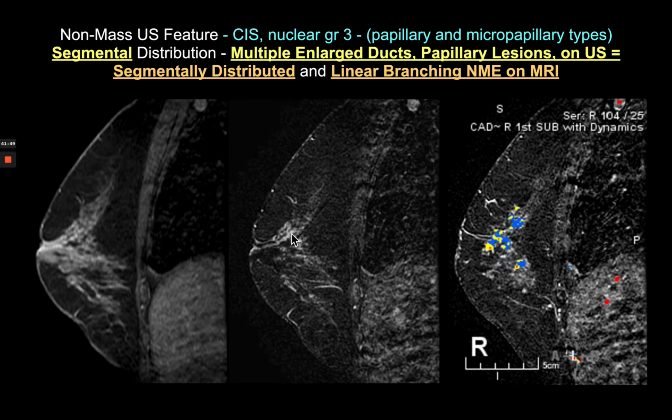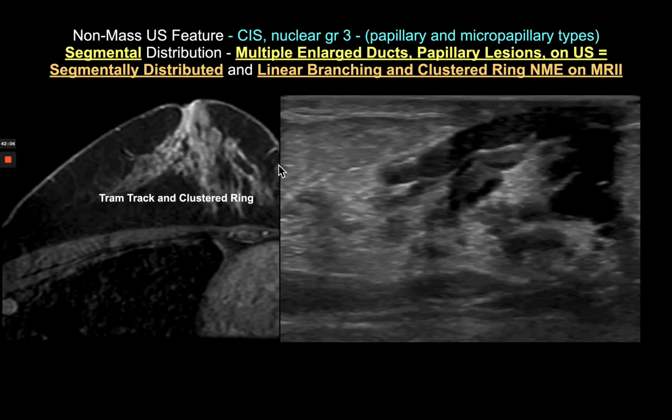What is Tram Trax? That's exactly the same thing as clustered ring, only in this case we're parallel to the long axis duct, whereas when we get clustered ring, we're just going across the short axis of the duct. So these are Tram Trax periductal enhancement in a grade 3 DAB. Now, look at the size of these ducts. They're huge, and there's a lot of solid intraductal papillary lesion stuff within this.